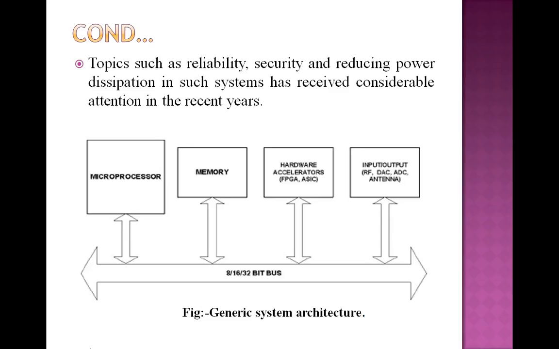This is a simple basic architecture of a generic system. Here we have an 8, 16 or 32-bit bus. To this bus, we have connected the microprocessor, memory, and hardware accelerators, in the sense of FPGA and ASIC, along with input and output of RF, DAC, ADC, and antenna. With the help of these blocks, we'll design an architecture so that our hardware software codesign works to reduce the cost and improve performance.